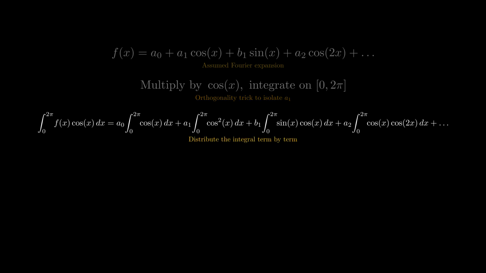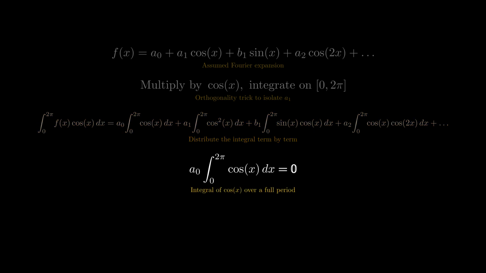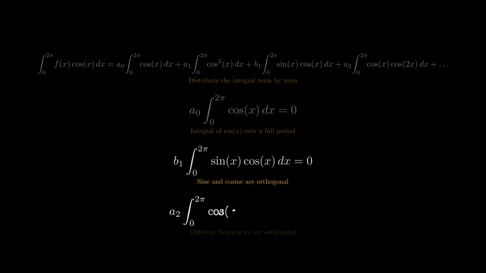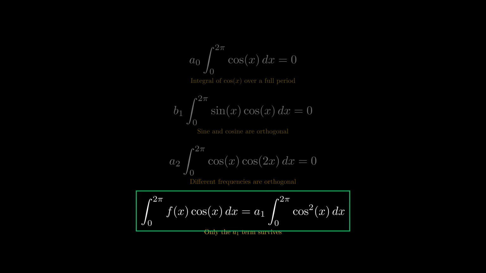On the right side, distributing the integral gives a0 times the integral of cosine x, plus a1 times the integral of cosine squared x, plus b1 times the integral of sine x times cosine x, plus a2 times the integral of cosine x times cosine 2x, and so on. Now watch what happens. Every cross term vanishes by orthogonality. The integral of cosine x alone over a full period is 0. The integral of sine x times cosine x is 0, as we just computed. Cosine x against cosine 2x is also 0. Only one term survives, a1 times the integral of cosine squared x.